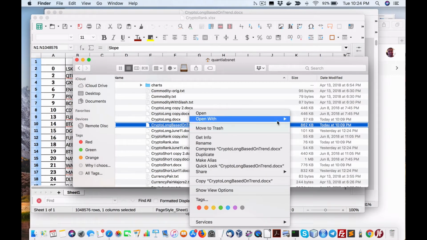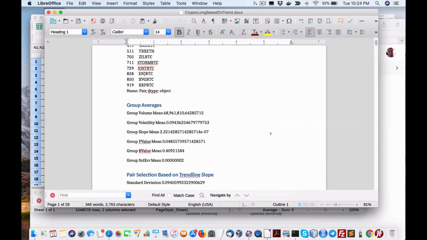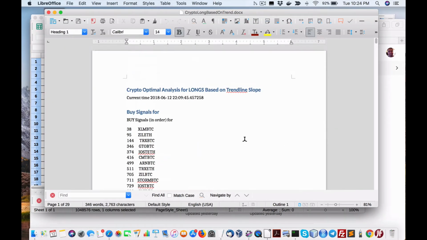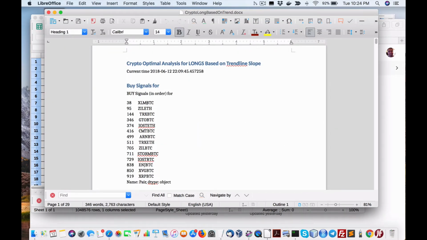So I've created this new document called Crypto Long Based on Trend. When we go in there, what we'll find is some new things. Here I've reduced the number of buy signals to, let me count them up, 1, 2, 3, 4, 5, 6, 7, 8, 9, 10, 11, 12, 13, 14. These are for longs and long only, because that's all we can do with Binance.